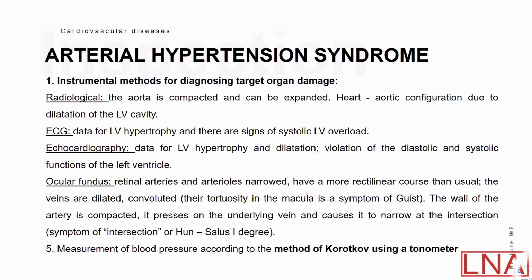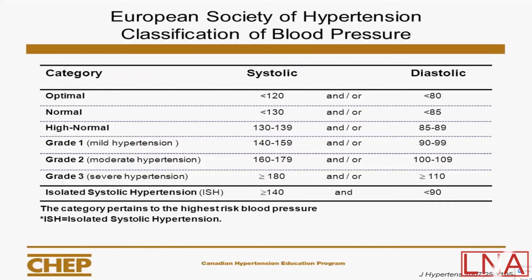Ocular fundus signs from the ophthalmologist: retinal arteries and arterioles are narrowed, with a more rectilinear course than usual. The veins are dilated, convoluted, and tortuous in the macula, the symptom of Guist. The wall of the artery is compacted, presses on the underlying vein and causes it to narrow at the intersection, the symptom of intersection of Salus-Hunn, first degree. Also, measurement of blood pressure by the method of Korotkov using a sphygmomanometer, and daily monitoring of BP, for understanding the reason for developing arterial hypertension.